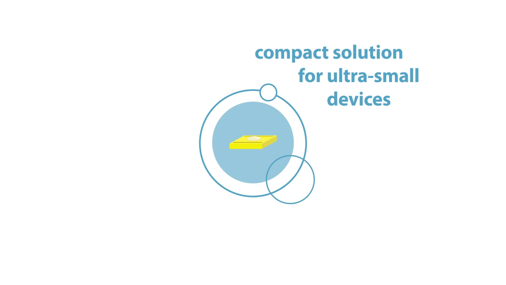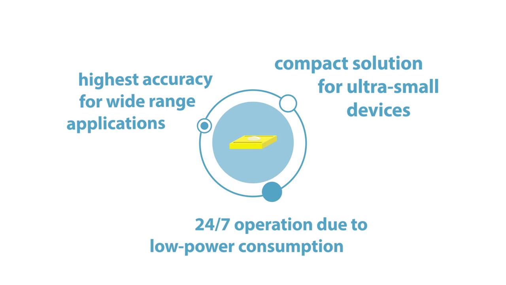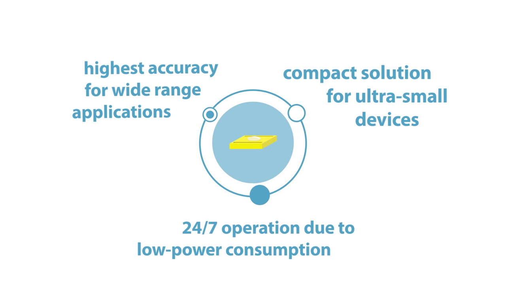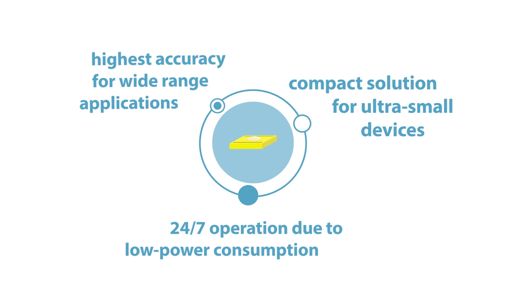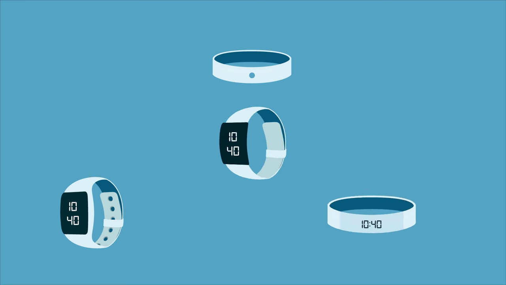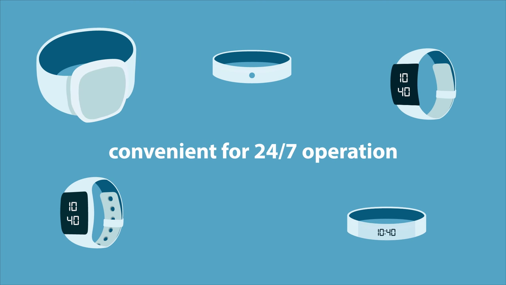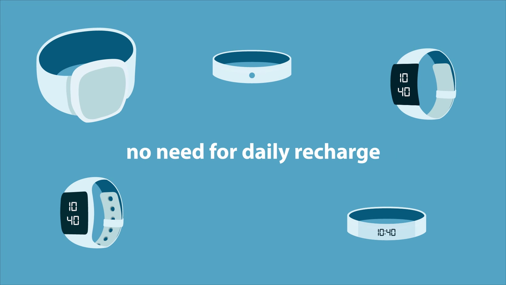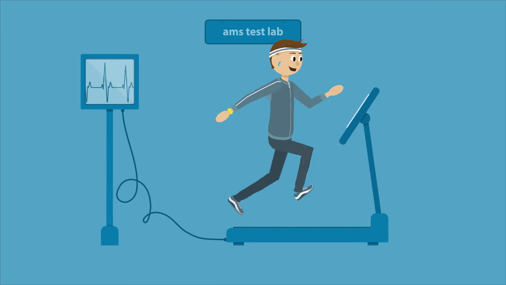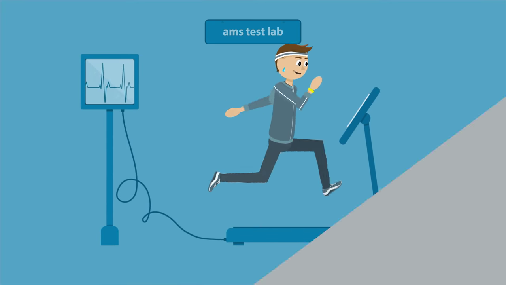AMS biosensors are ultra-small, have very low power consumption, and very high accuracy. These attributes make them ideally suited for a multitude of wearable form factors, specifically small devices. Furthermore, the very low power consumption supports the extended operating time required in fitness bands, smartwatches, and upper arm bands that are convenient to wear 24/7 without the need to recharge daily. The sensor's performance is guaranteed by AMS through ongoing tests in real-life situations.